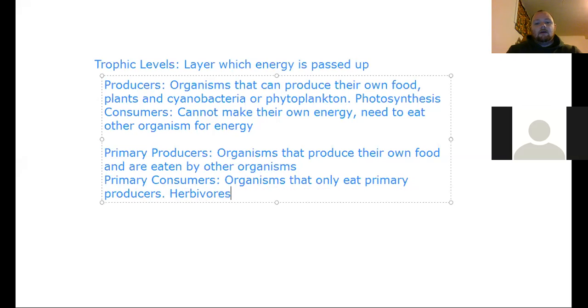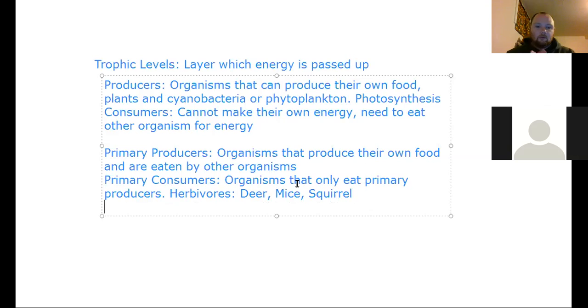Things like deer, mice, squirrels, all of those sorts of things. So you're going to have your primary producers, and those get eaten by your primary consumers. Now, once you have your primary consumers, what comes after primary consumers? Secondary consumers. Exactly, secondary consumers.